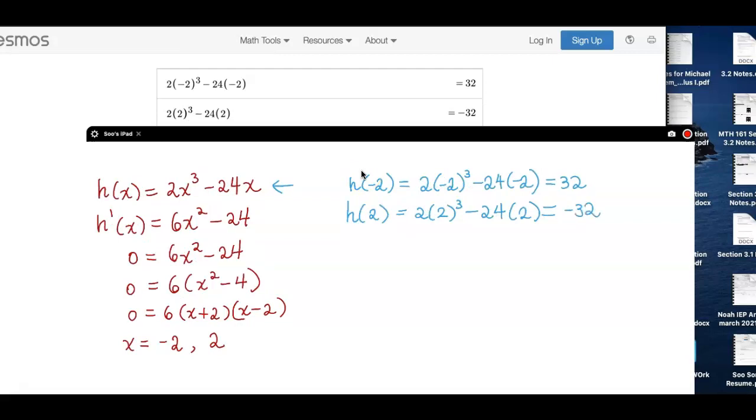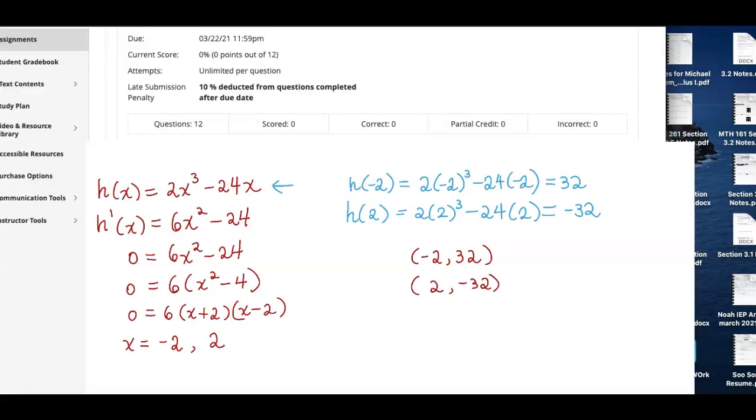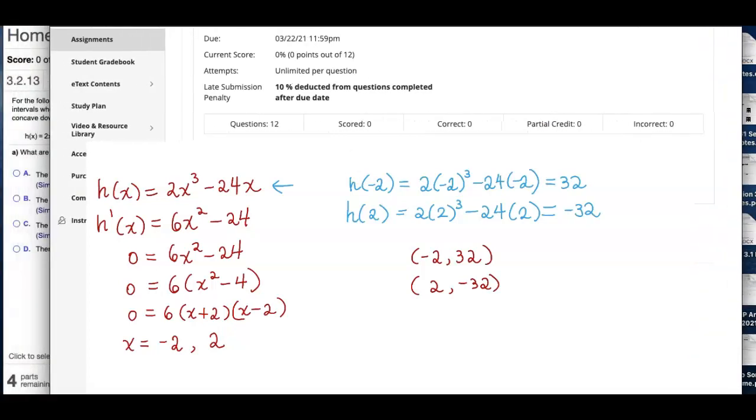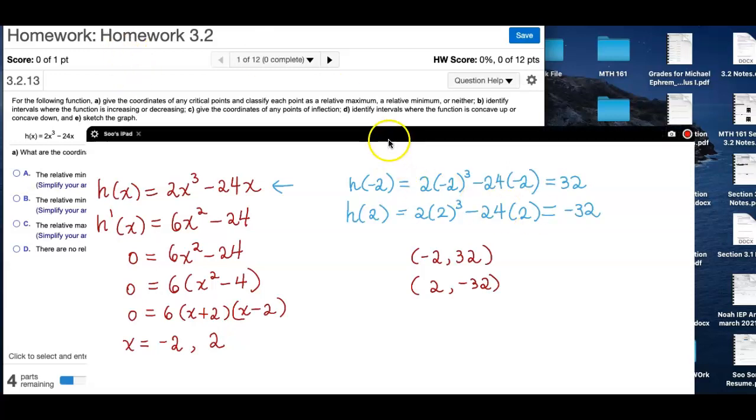So I have two critical points: negative 2, 32, and 2, negative 32. What I now need to do is to check, where did my homework go? Hold on, it's hiding right here. I now need to see if these are either relative minimum or relative maximum or neither. So how do we do that? I'm going to use the second derivative test.